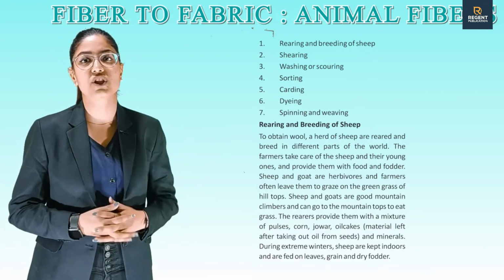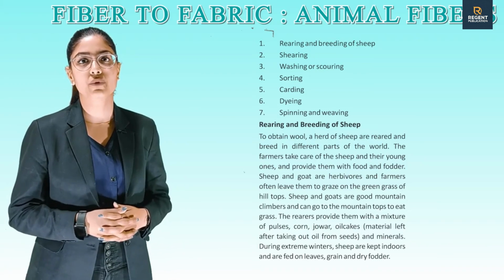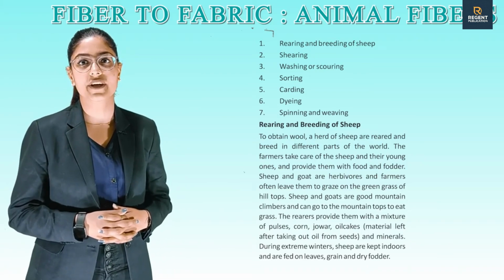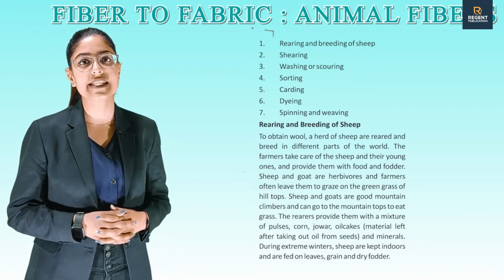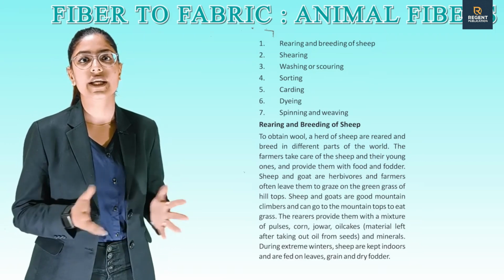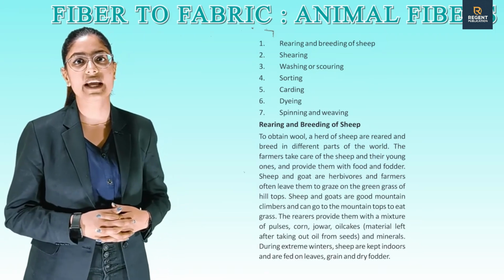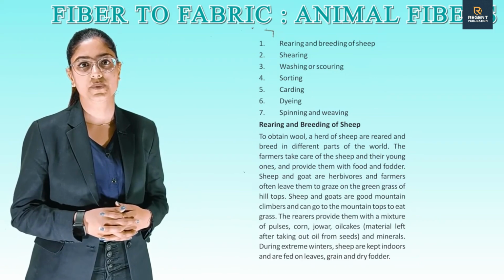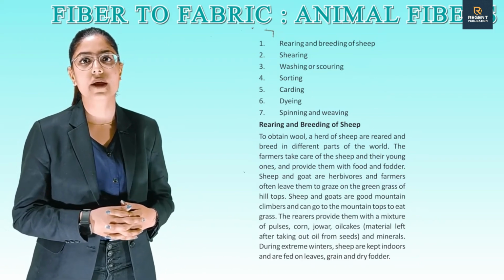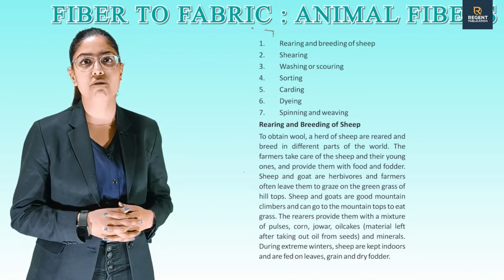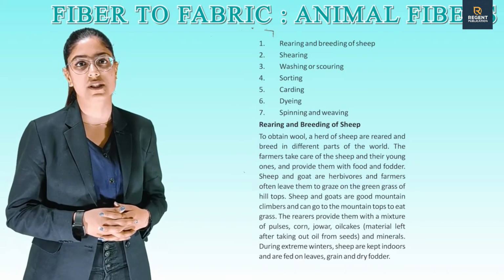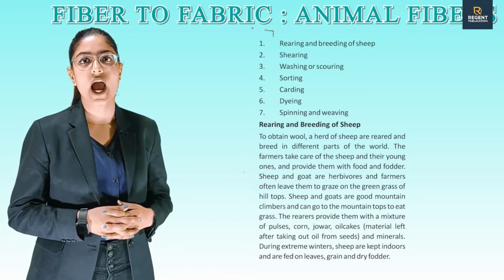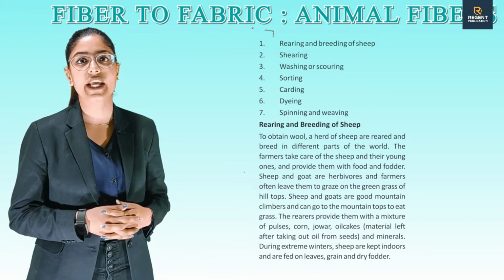Rearing and breeding of sheep. To obtain wool, a herd of sheep are reared and bred in different parts of the world. The farmers take care of the sheep and their young ones and provide them with food and fodder. Sheep and goats are herbivorous, and farmers often leave them to graze on the green grass of hilltops. Sheep and goats are good mountain climbers and can go to the mountain tops to eat grass.